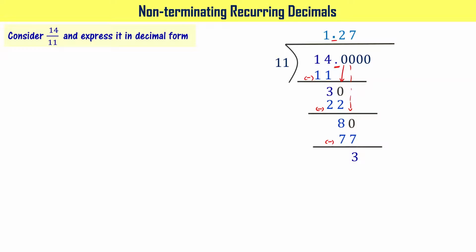You bring this particular 0 down now, the third one. So 3 becomes 30. 2 times 11 is 22. When you subtract 22 from 30, you get 8 as the answer, right? Now let me bring the last or the fourth 0, whatever I have written, down so that 8 becomes 80. 7 times 11, 77. When you subtract, you're getting 3 as the answer.